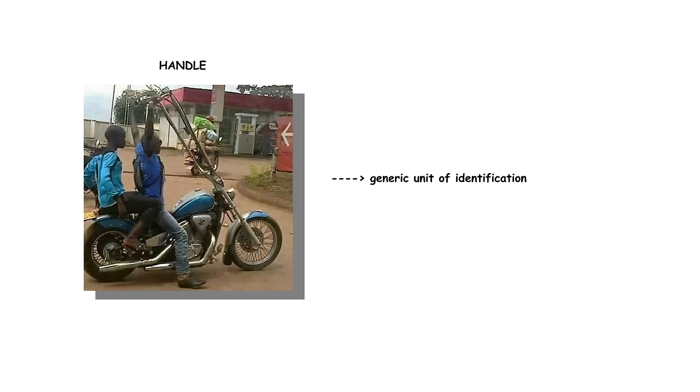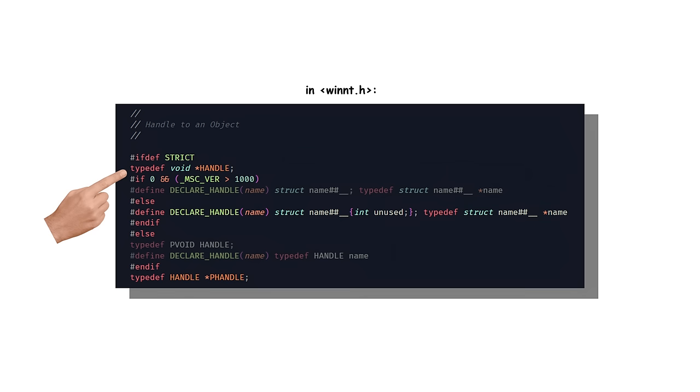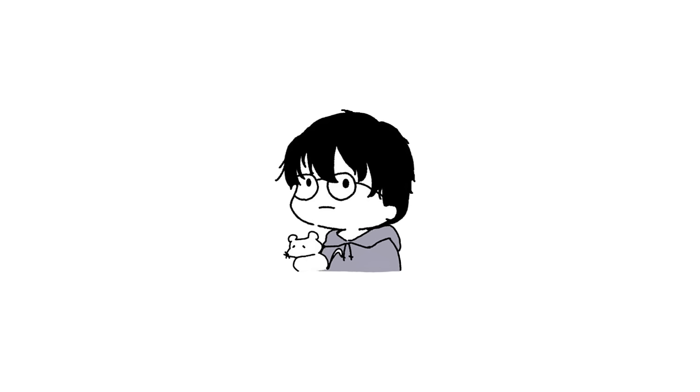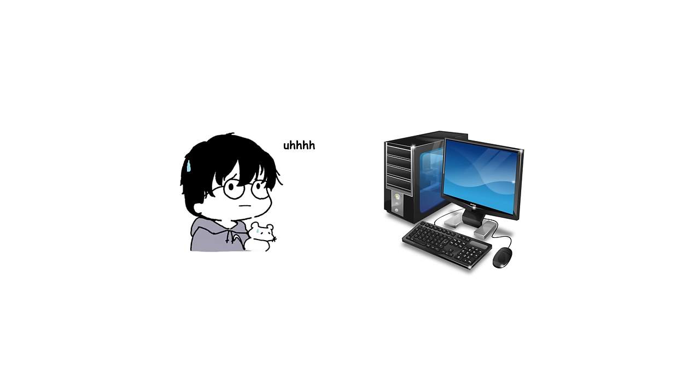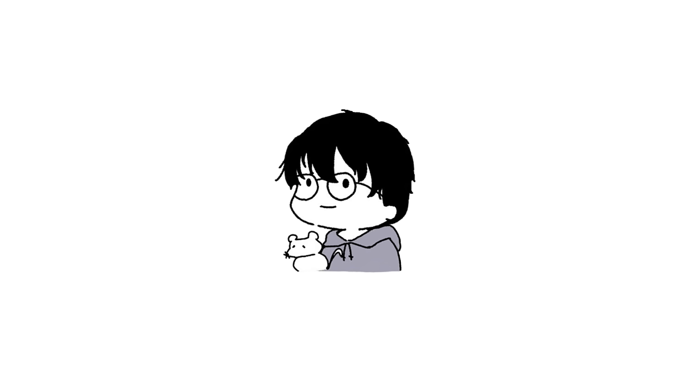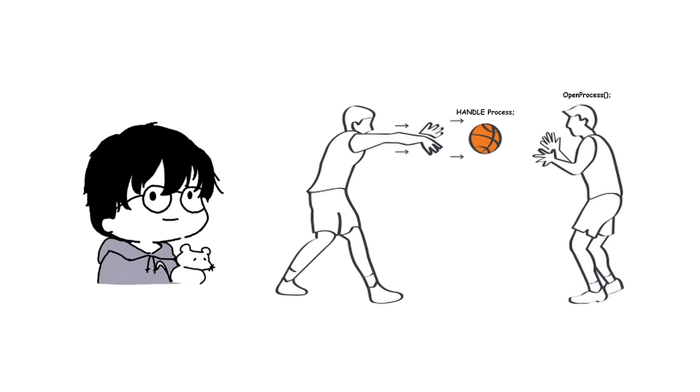Just try to remember that a handle is a generic unit of identification that we can use to represent something. It's like a pointer to our object, and it allows our program, or code, to interact with it without directly accessing its memory location. Bunch of weird tech stuff, I know, but listen, we're not going to be using these handles by themselves. Instead, we're going to pass them through to some functions that will use them in order to accomplish our goals.